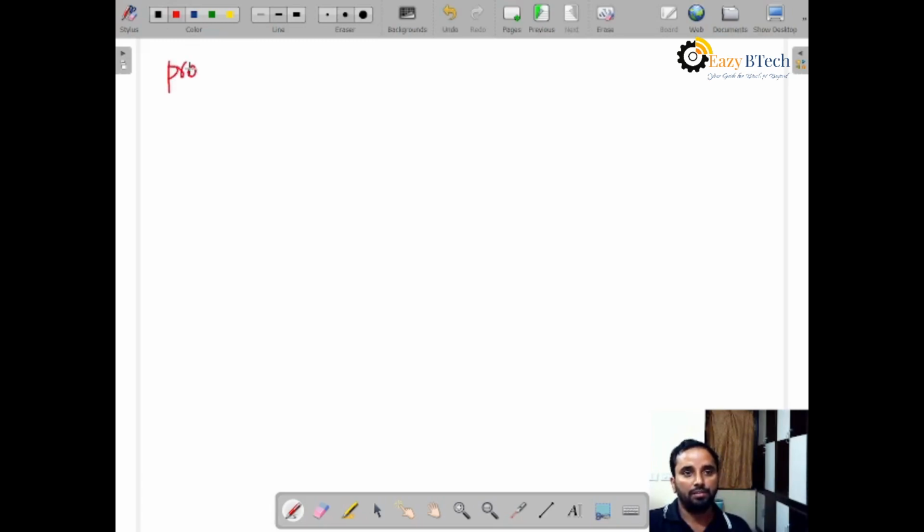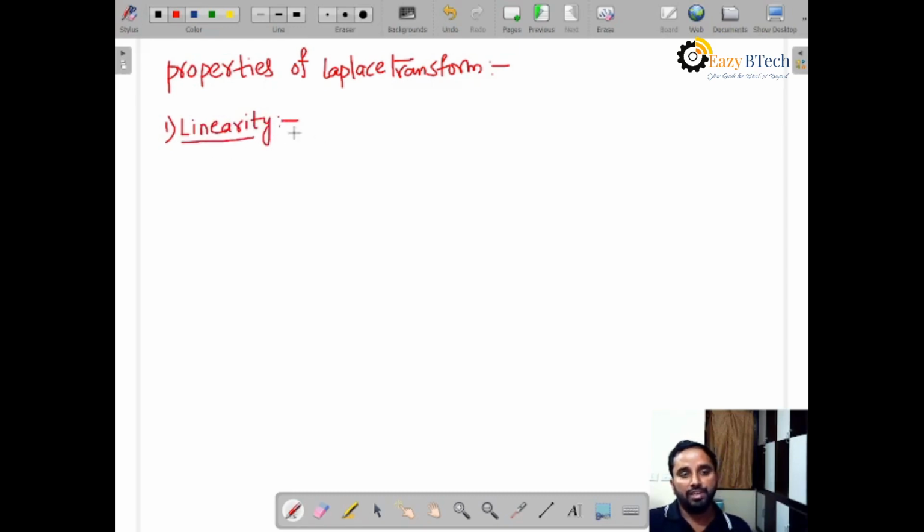So topic, properties of Laplace transform. Okay. So the first property, linearity. The first property is linearity. Every property we discuss the statement or definition. After that, we can do proof also. So what is linearity property saying?